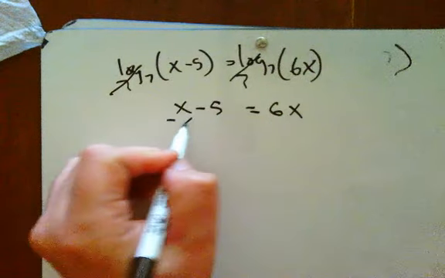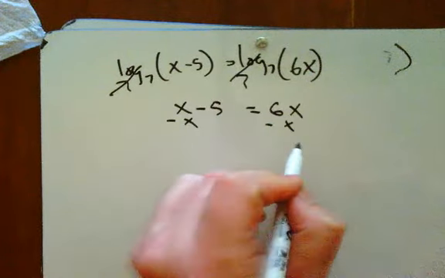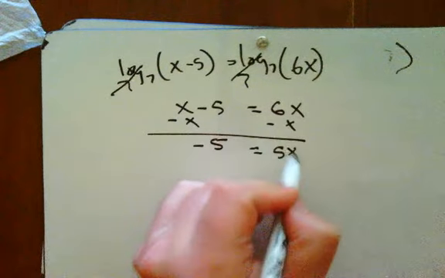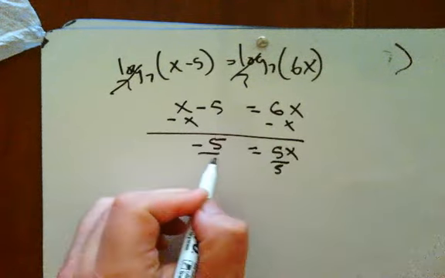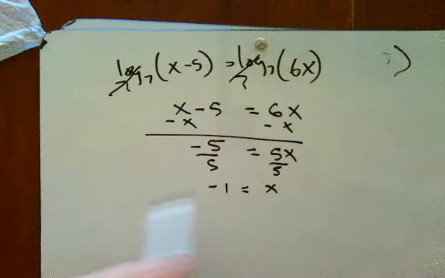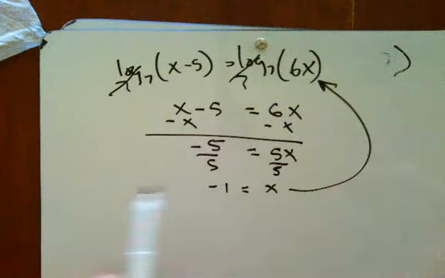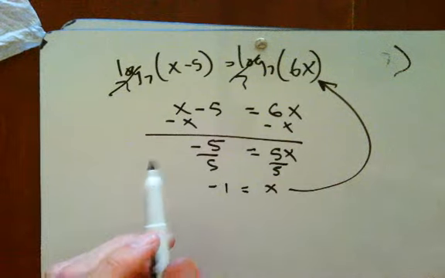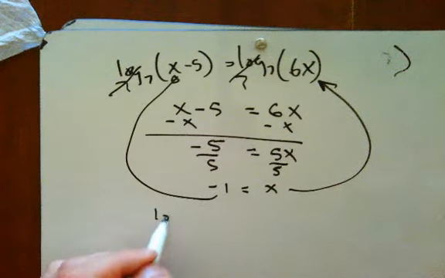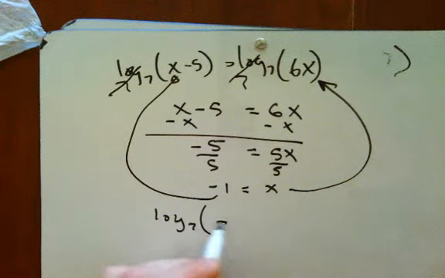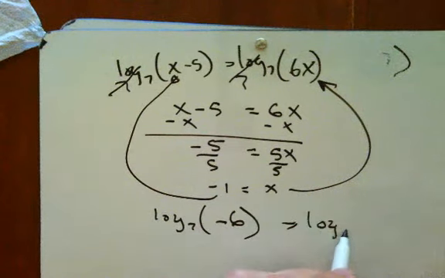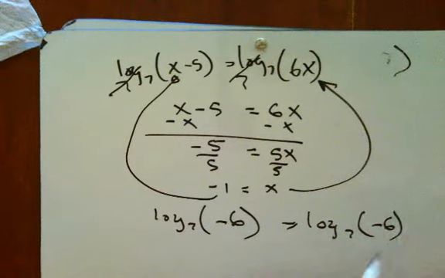If I exponentiate here with 7, these cancel and these cancel, leaving x minus 5 equals 6x. If I subtract x from both sides, I get negative 5 equals 5x. And if I divide by 5, I get x equals negative 1.